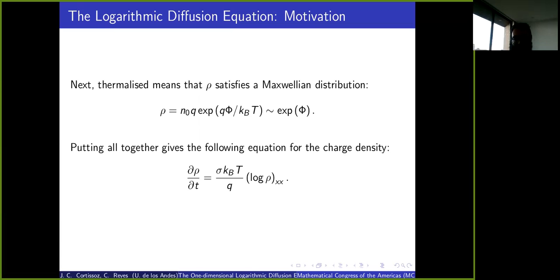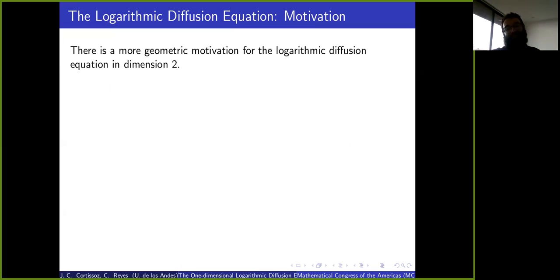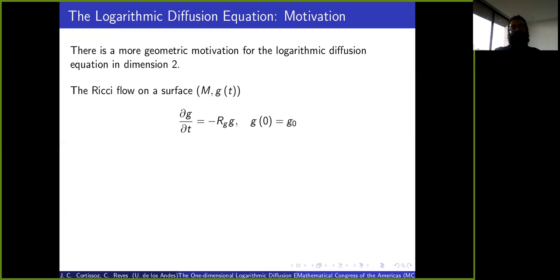Okay, this is a motivation that comes from physics. Now let me go to a motivation that comes from geometry, and that's why I started studying this equation. You have the Ricci flow, in this case on a surface. If it's not on a surface, it would be the Yamabe flow. But this is on a surface. So M is a two-dimensional Riemannian manifold.